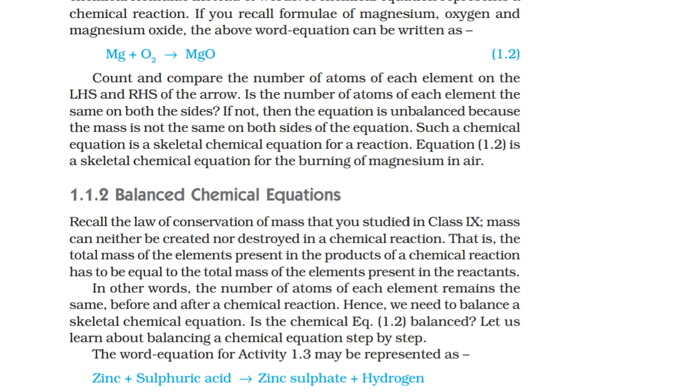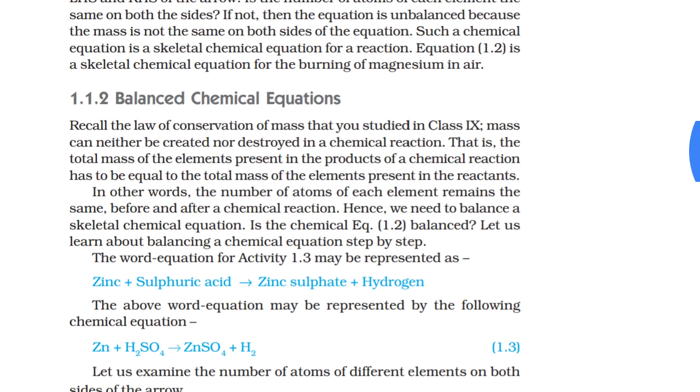तो यहाँ पे बताया गया है कि हमको क्या करना पड़ेगा, कंपेयर करना पड़ेगा कि जो Mg और O2 में एटम नंबर कितना है, और जो मैग्नीशियम ऑक्साइड निकला है उसमें कितना है. अगर वो सेम नहीं होता है तो अनबैलेंस्ड है वो, तो उसको हम बोलेंगे स्केलेटल केमिकल इक्वेशन. तो उसको सही करना है, उसको बैलेंस करना है. तो कैसे करेंगे, let's see balanced chemical equations.